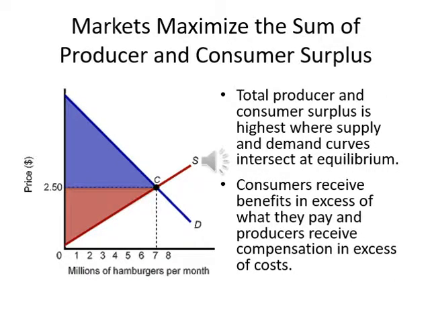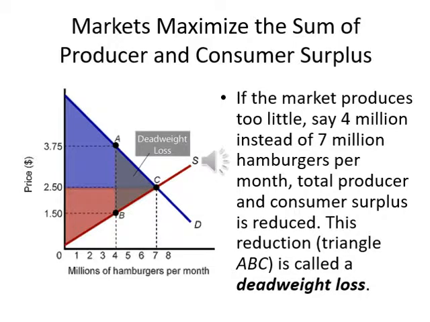Markets maximize the sum of producer and consumer surplus. Total producer and consumer surplus is highest where supply and demand curves intersect at equilibrium. Consumers receive benefits in excess of what they pay and producers receive compensation in excess of costs.